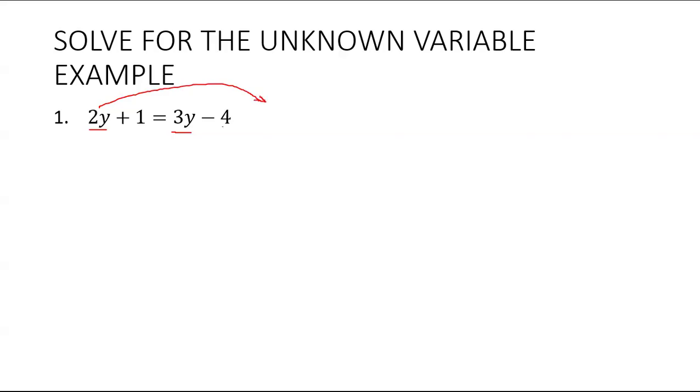By so doing, it means I must also take this 4 to the left-hand side. So you don't make your decision based on the constant. You make your decision based on the unknown term or a term that has the unknown. So automatically, if you take 2y to the right-hand side, you need to take negative 4 to the left.